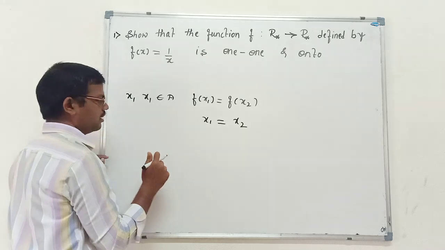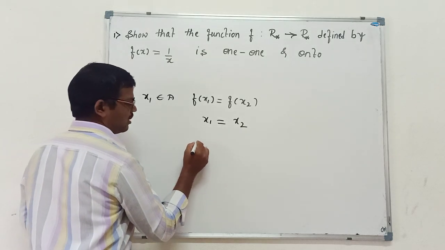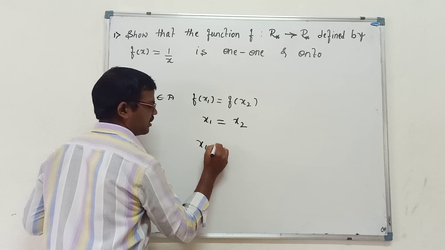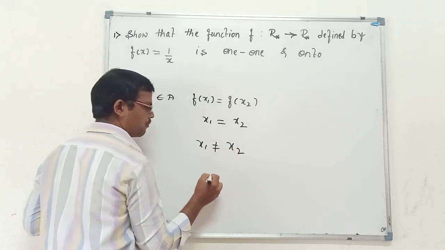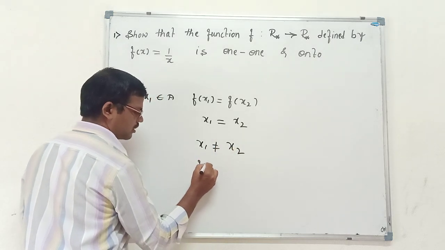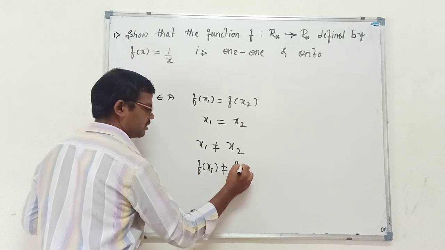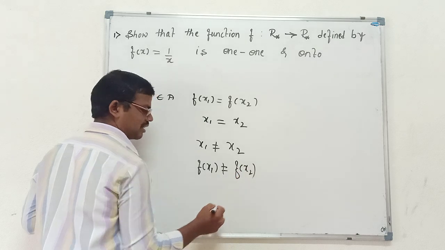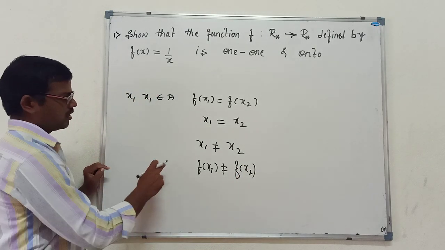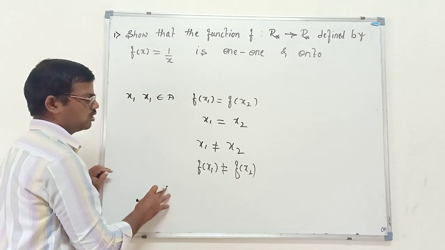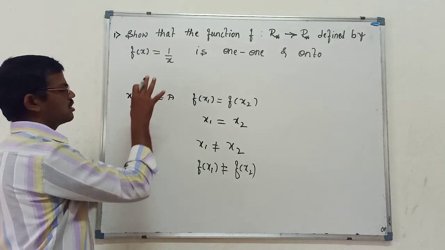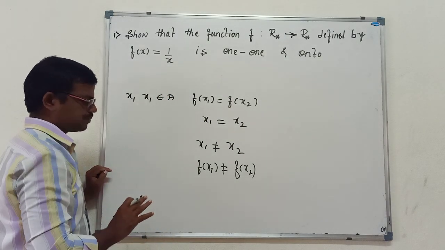This is one method, and we have another method. If the elements are different, then their images are also different. Then also we can say that the function is one-one. These are the two methods we use to identify whether the function is one-one or not.